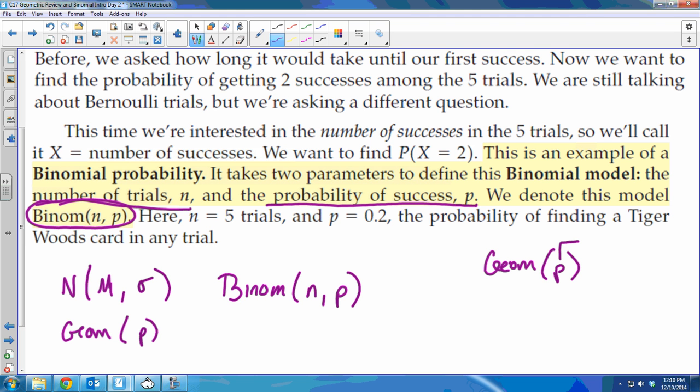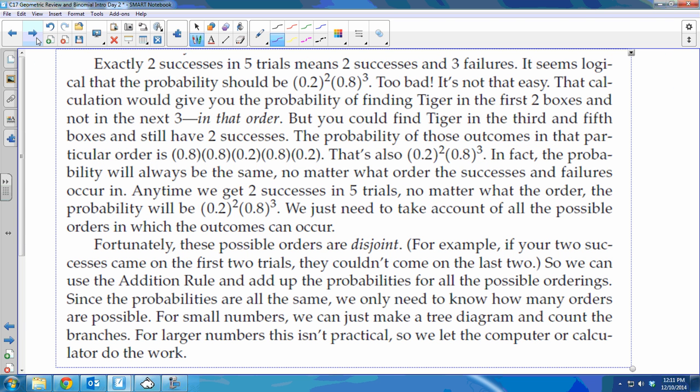Well, if 2 are Tiger Woods cards, that's 0.2 squared, right? And then 3 are not, that's 0.8 to the third, right? And that's going to be part of how you do this. The problem is you're talking about 5 cereal boxes, and you're talking about the same probability, but the order is going to matter. So here's the Tiger Woods example.